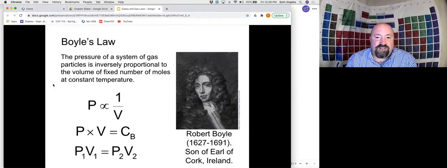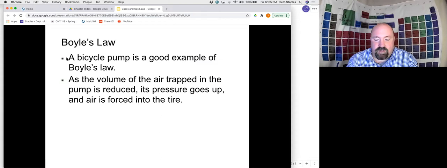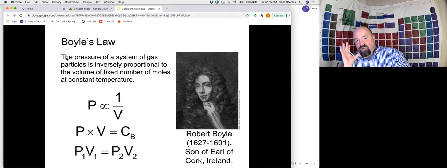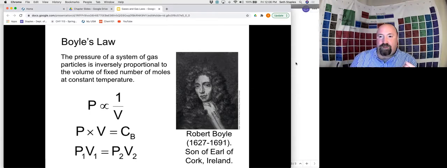Boyle was a scientist, you can see living here in the 1600s. And what Boyle figured out is, and we can see the actual definition of it here, that the pressure of a system of gas particles is inversely proportional to the volume of a fixed number of moles at a constant temperature. What this means is that as long as we don't change the amount of the gas, and as long as we don't change the temperature, the pressure and volume of a gas are going to be inversely proportional.